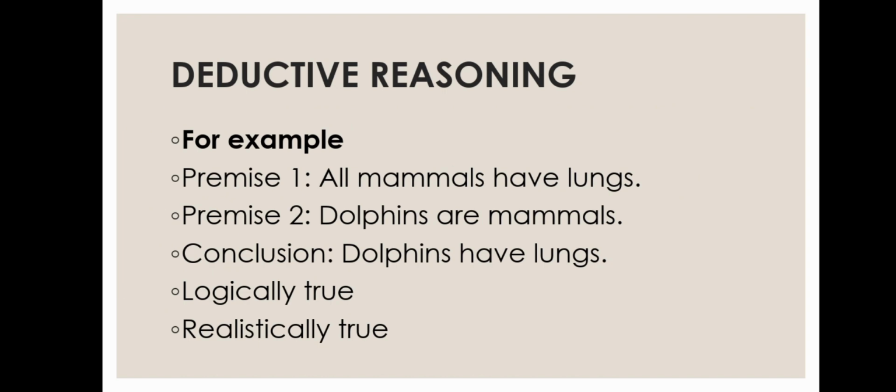All mammals have lungs. Dolphins are mammals, so the conclusion is that dolphins have lungs. It is logically true and realistically true because the logical structure of this argument is valid. The argument assumes that the premises are true based on general biological knowledge, and in reality, biological science supports the premises that mammals as a class have lungs and dolphins are classified as mammals. So it is logically as well as realistically true.